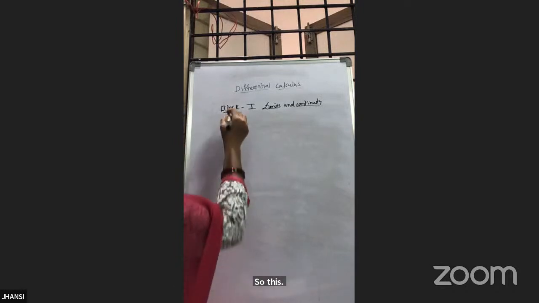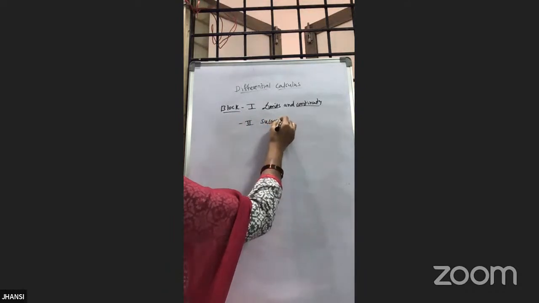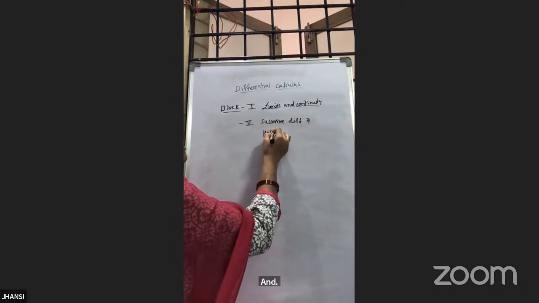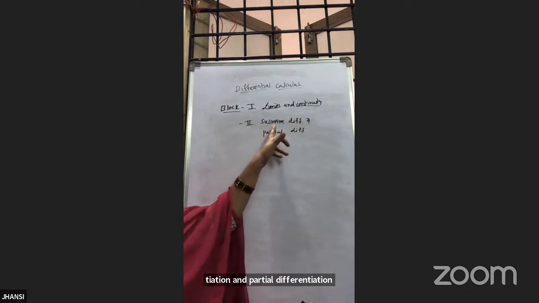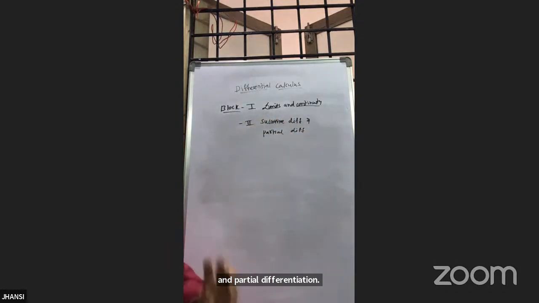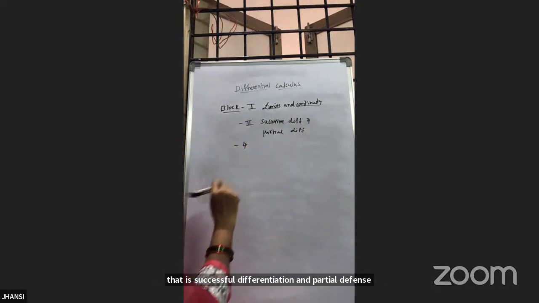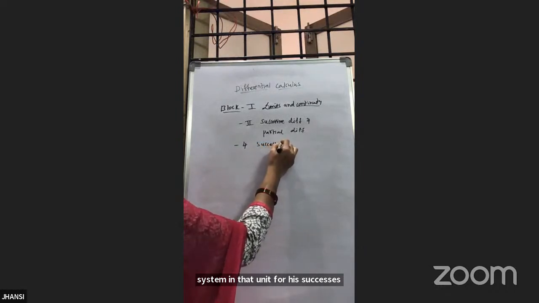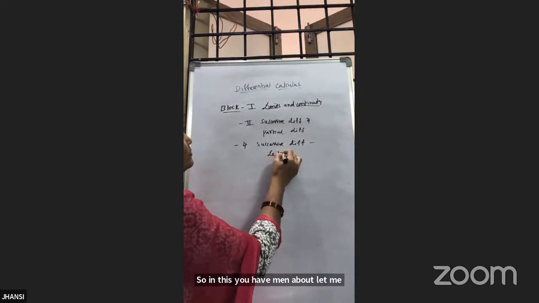Next, if you see block 2, it is successive differentiation and partial differentiation. These two are the main headings of that block. In that, unit 4 is successive differentiation. In this you mainly have the Leibniz theorem.